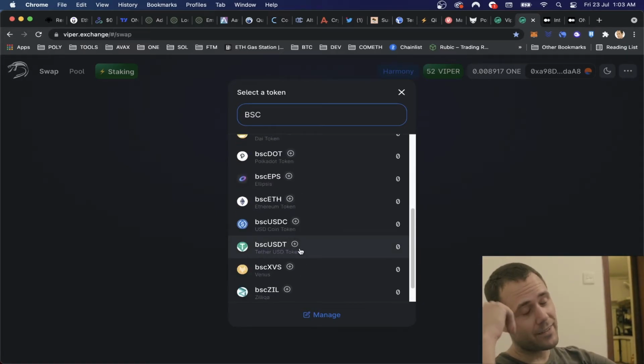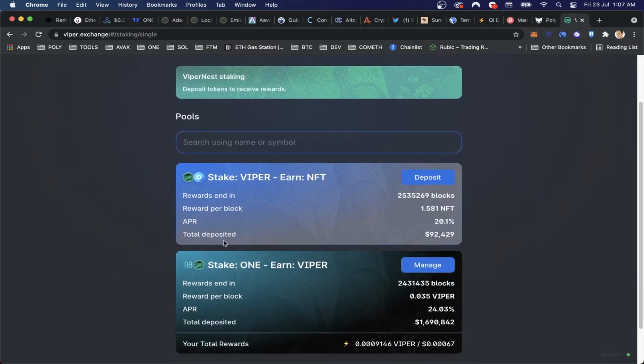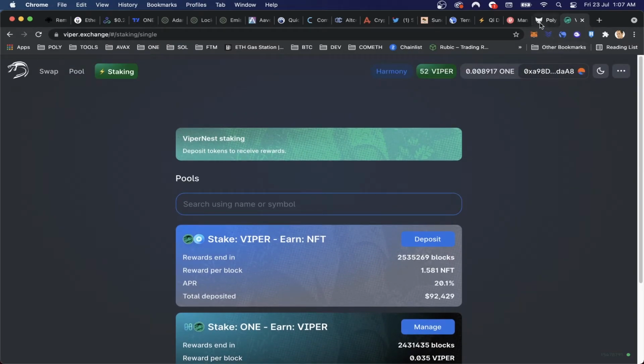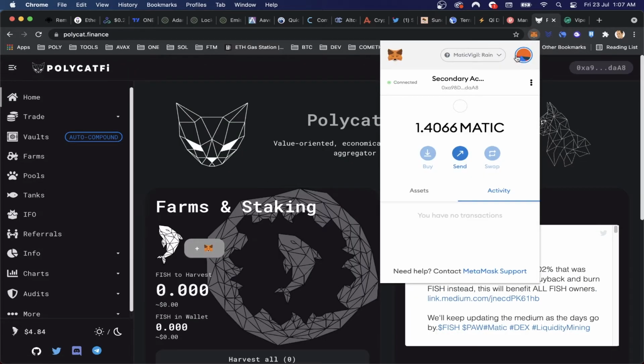It's really strange, isn't it? I mean, a wrapped BSC token on Harmony. Okay, so expect there to be some more projects on here. So that's really good. It's really innovative. I like it. Getting back to Polygon.